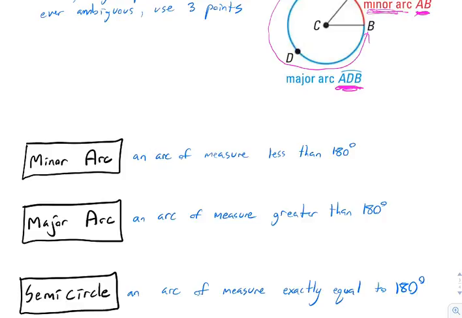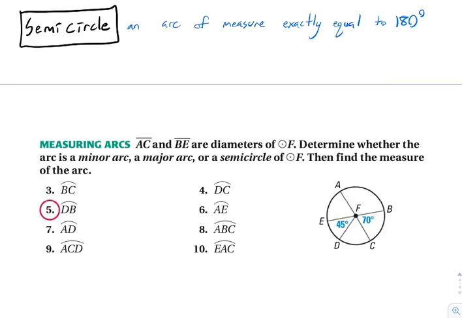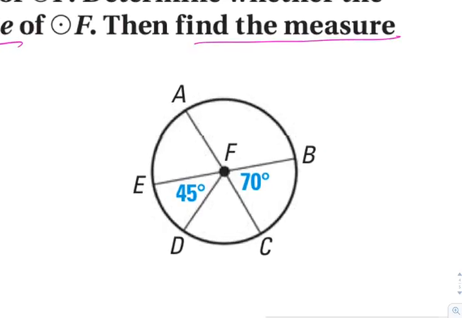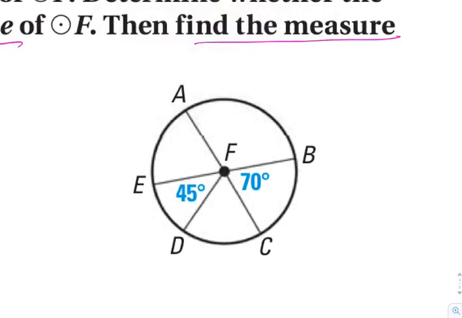Okay, so let's actually go ahead and use this to do some problems now. So using those definitions, the first problems on the homework say, okay, first determine whether it's a minor, major, or semicircle, and then find the measure. So what I'm going to do is go down to this picture first and find all these angles. So these are the same ones as we did before.